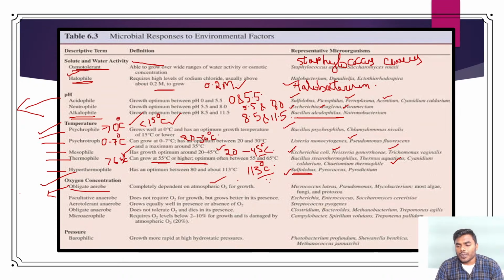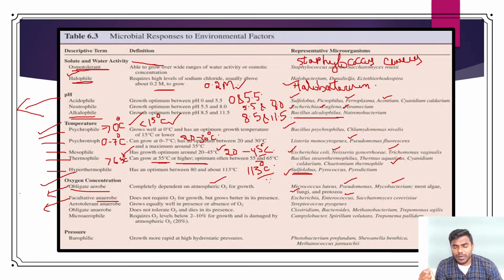And I want you people to remember examples: Pseudomonas, Mycobacterium, fungi and protozoa. Remember 4. Pseudomonas, Mycobacterium, fungi and protozoa. Don't forget. Next one, facultative anaerobe. Friends, I have told you many times about the word facultative. Facultative means, here I have used the word facultative anaerobe. What do you mean by that?